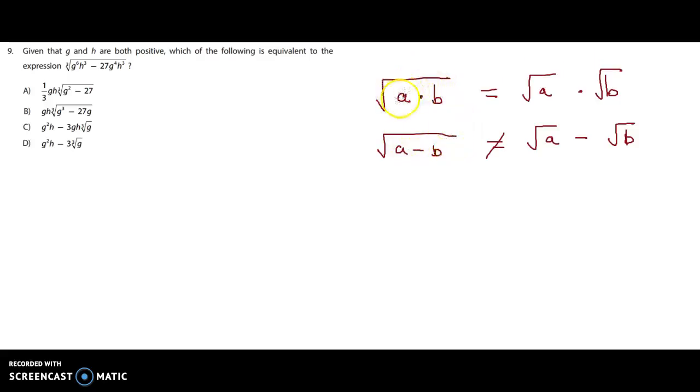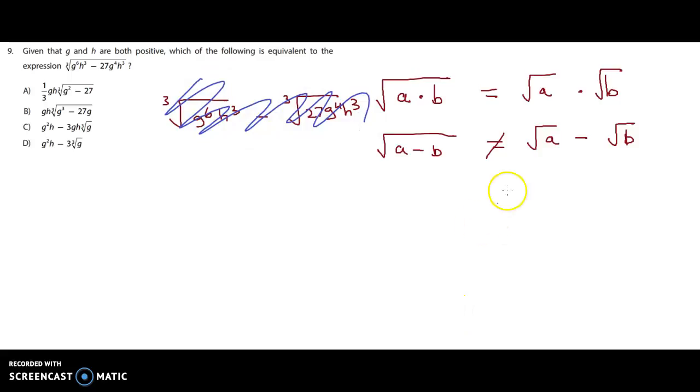we have to make. If we have multiplication or division, we can break up the inside of the radical into these different parts, and those are usually easier to solve, but not if it's sums or differences. We cannot do this. So right off the bat, a mistake would be to think that we could write this as the cube root of g^6h^3 minus the cube root of 27g^4h^3. We cannot do that. That is not allowed.